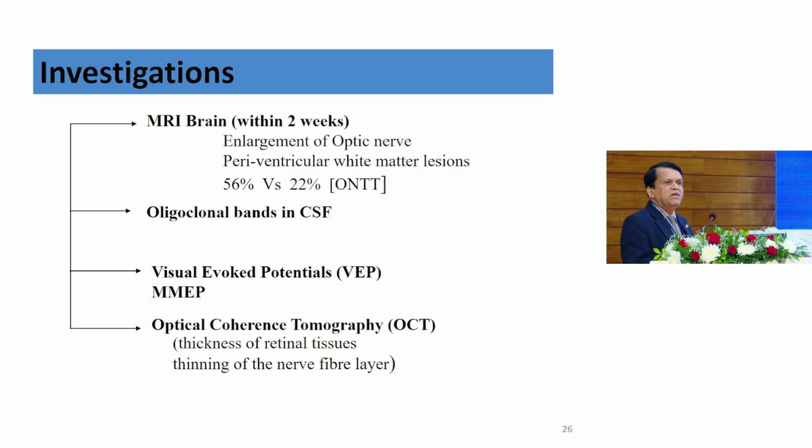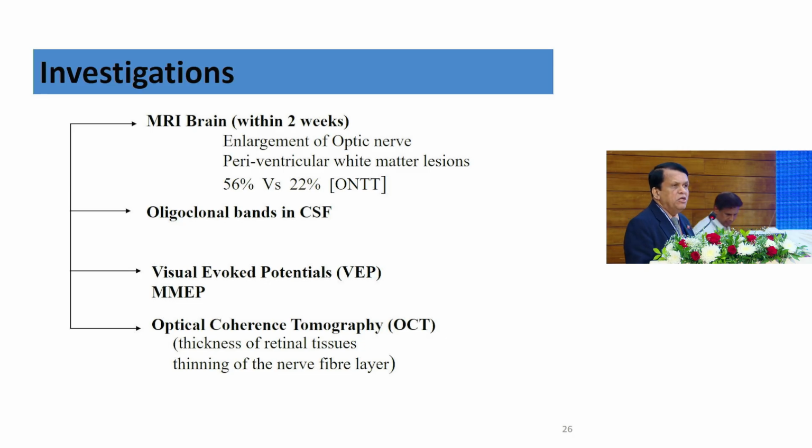Then how do we investigate these patients? First and foremost, as I told, is MRI. When we suspect clinically with the criteria, we go for MRI brain. The MRI shows enlargement of the optic nerves, periventricular lesions, white matter lesions, and we may have optic nerve involvement in 56% of the cases. CSF is very important, but not the routine one. You have to ask for oligoclonal bands, and this is done in some places only. If it is positive, it goes more in favor of the diagnosis.